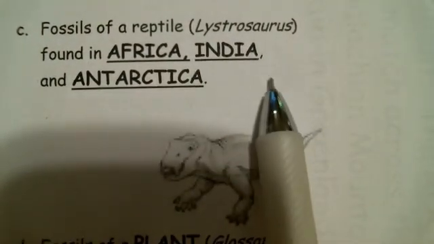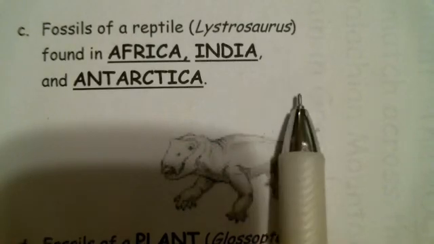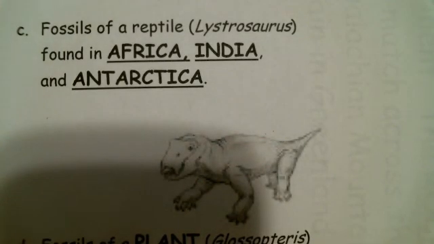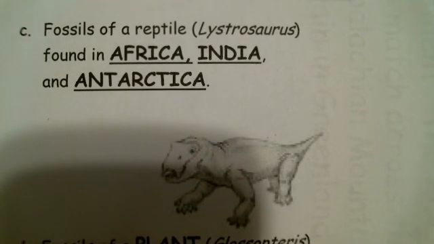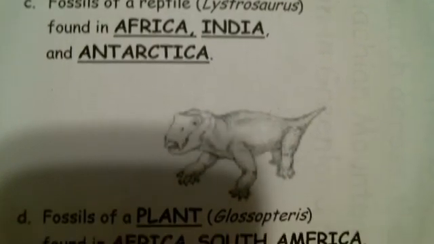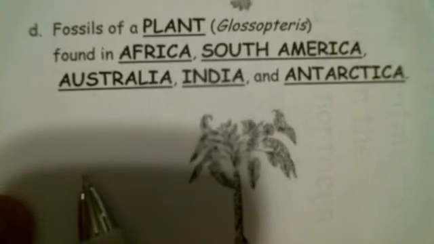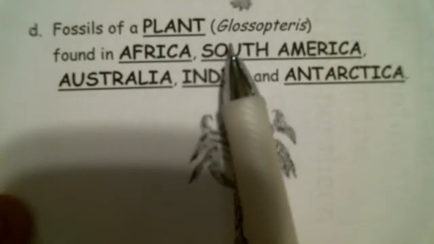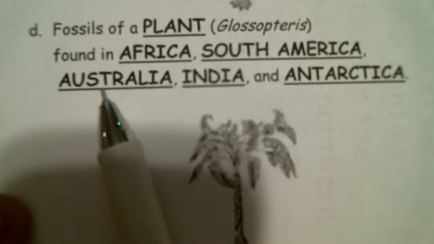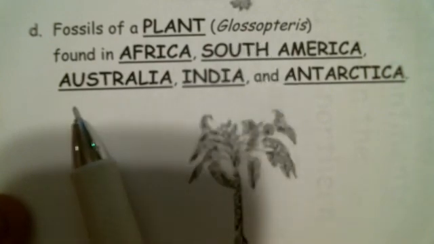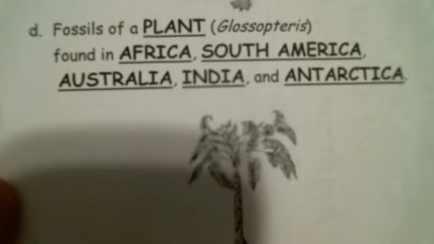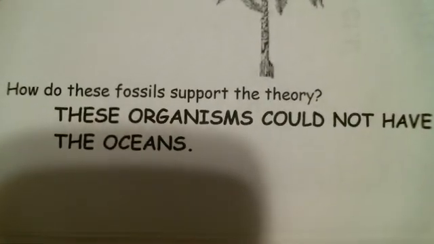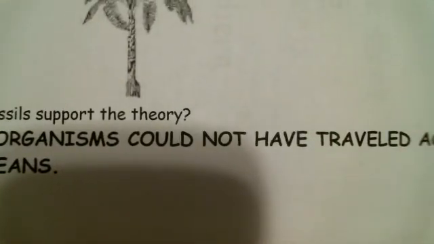Fossils of a reptile called Lystrosaurus, which is found in Africa, India, and Antarctica. Letter D. Fossils of a plant called Glossopteris, found in Africa, South America, Australia, India, and Antarctica. How do these fossils support the theory? Well, these organisms could not have traveled across the oceans, mostly because of the salty environment there.